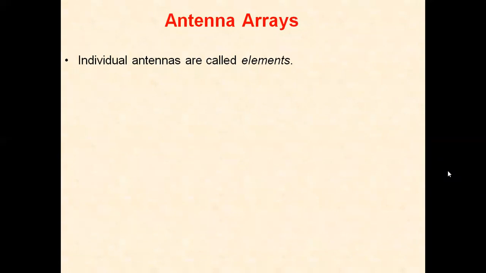In an antenna array, we have a number of individual elements. Individual antennas are called individual elements. An antenna array is a radiating system consisting of individual radiators. Sometimes we call elements radiators. An antenna array is a system of similar antennas oriented similarly to get greater directivity in a desired direction.